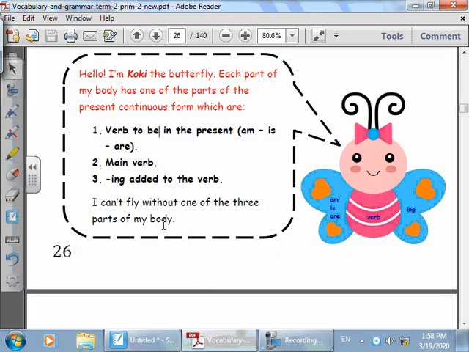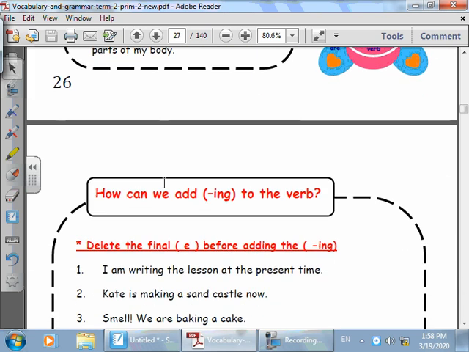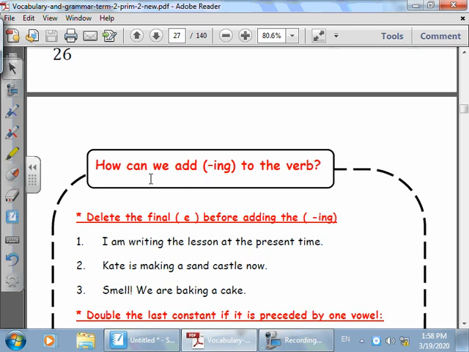Let's move to this nice picture of the butterfly. The butterfly is saying, I can't fly without one of the three parts of my body. Am is are, the verb, and the ing. Very well. Okay, how to add the ing to the verb?